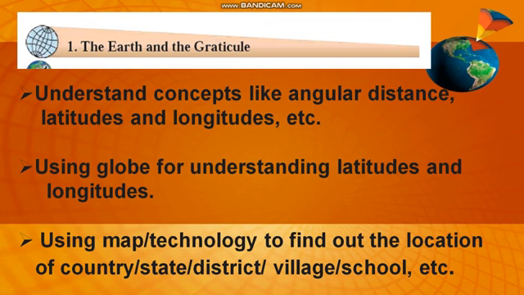Today we are going to learn the first chapter, the Earth and the Graticule, as we started it in the last lecture. Through this chapter we will understand concepts like angular distance, latitudes and longitudes, etc. As well as we will learn using a globe for understanding latitude and longitude, and how to use map technology to find out the location of a country, state, district, village, school, etc.